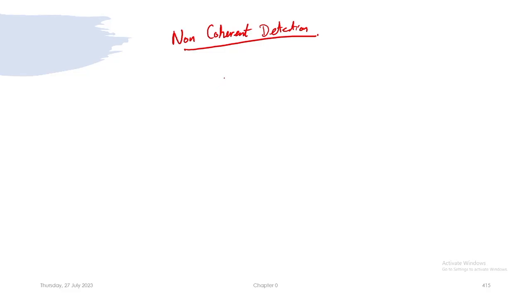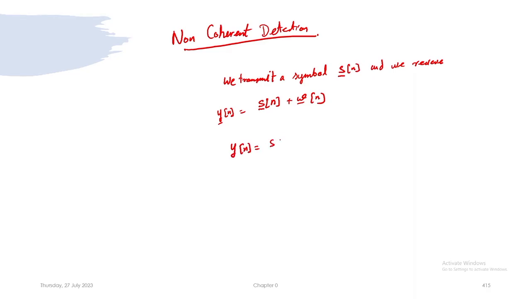I naturally never said that we are discussing coherent detection, but in general, we have seen that we transmit a symbol SN, or a vector symbol SN, and we receive YN equals SN plus WN. All of these are vectors, but for most convenient cases, these can be considered as scalars. So YN equals SN plus WN. We receive this and we try to detect the SN that was sent. That is the entire story till now.